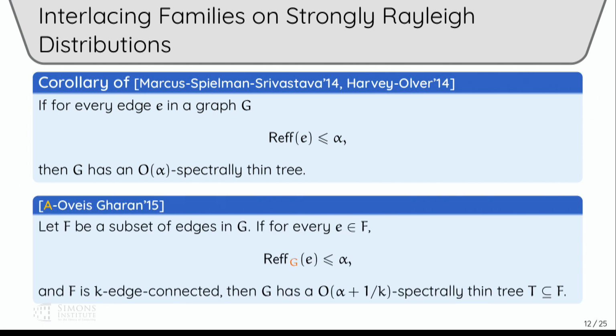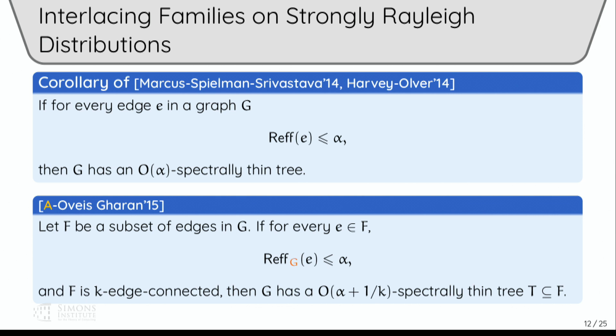So instead, we have to prove something stronger. We have to prove that if you have a special subset of edges, the subset of edges from the original graph, F, and if the effective resistances of the edges in F are bounded by alpha, and F itself is k-edge connected, then you can find a thin tree inside of F.